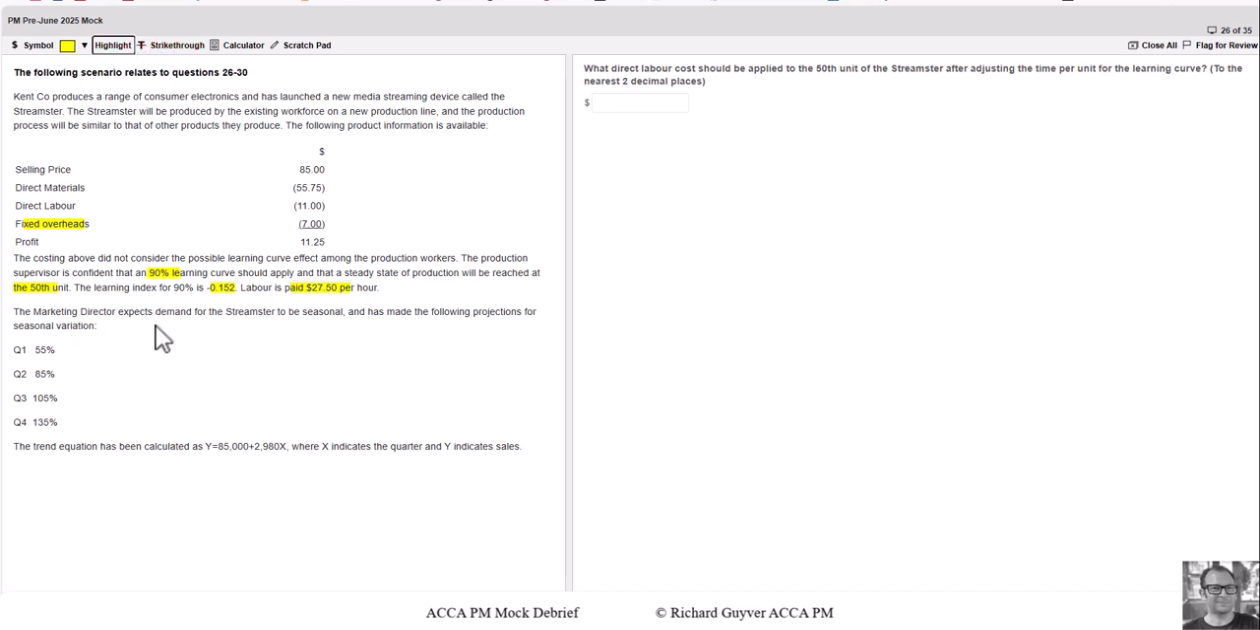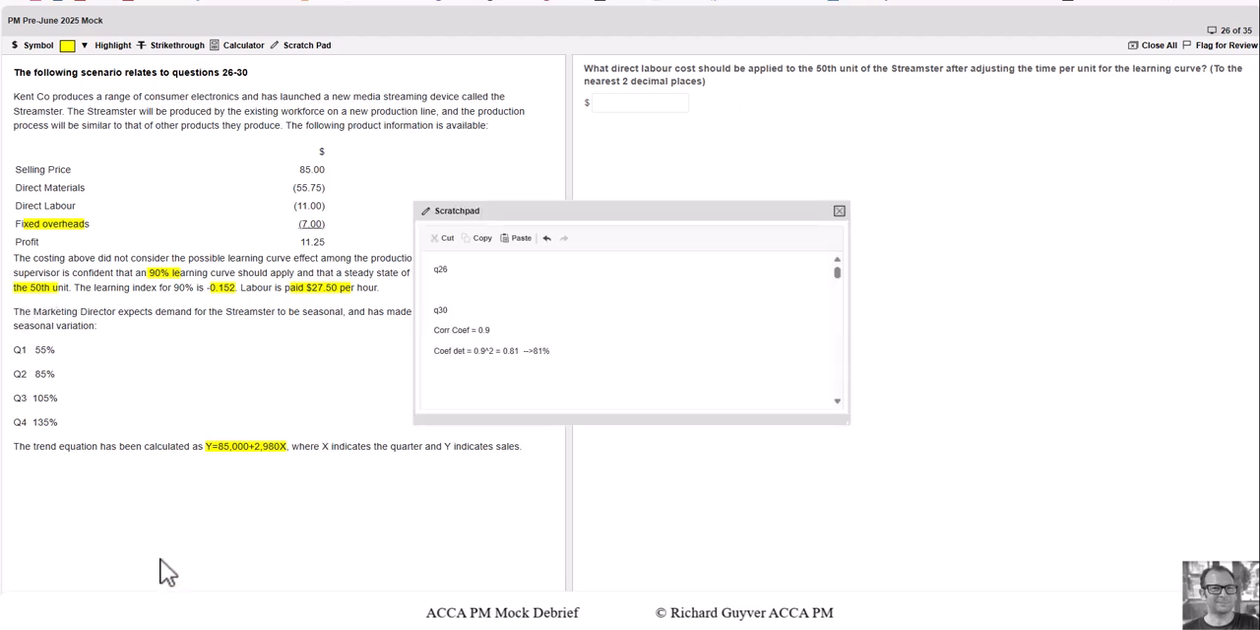The marketing director expects demand for Streamster to be seasonal, and has made the following projections for seasonal variation. Q1 to Q4, it's got the trend equation here, where X is the quarter and Y is sales. This is the multiplicative model. We know that because it's got percentages. The additive model will have actual numbers in dollars. Well, this is a learning curve question. What direct labour cost should be applied to the 50th unit of the Streamster after adjusting the time per unit for the learning curve? So we don't actually need the bottom bit for this part of the question, we just need the top bit.